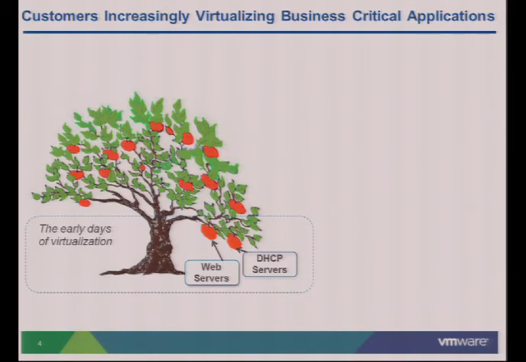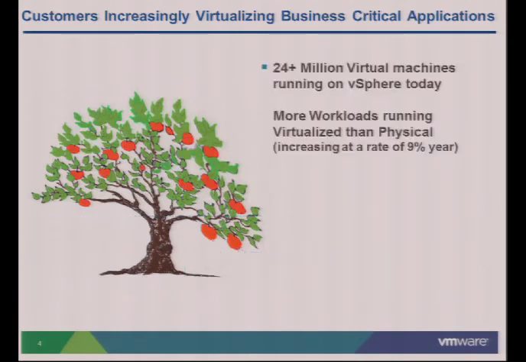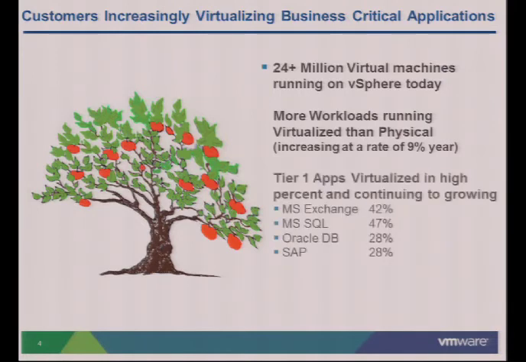In the early days of virtualization, we were going after all those low-hanging fruit applications, those web servers, DHCP servers, all those small little things, one-way applications, small memory footprint applications. We were able to virtualize those quite easily, which brings us to where we are today with 24 million virtual machines running on vSphere. More workloads running virtual than there are physical in the industry today, increasing at a rate of about 9% plus year over year.